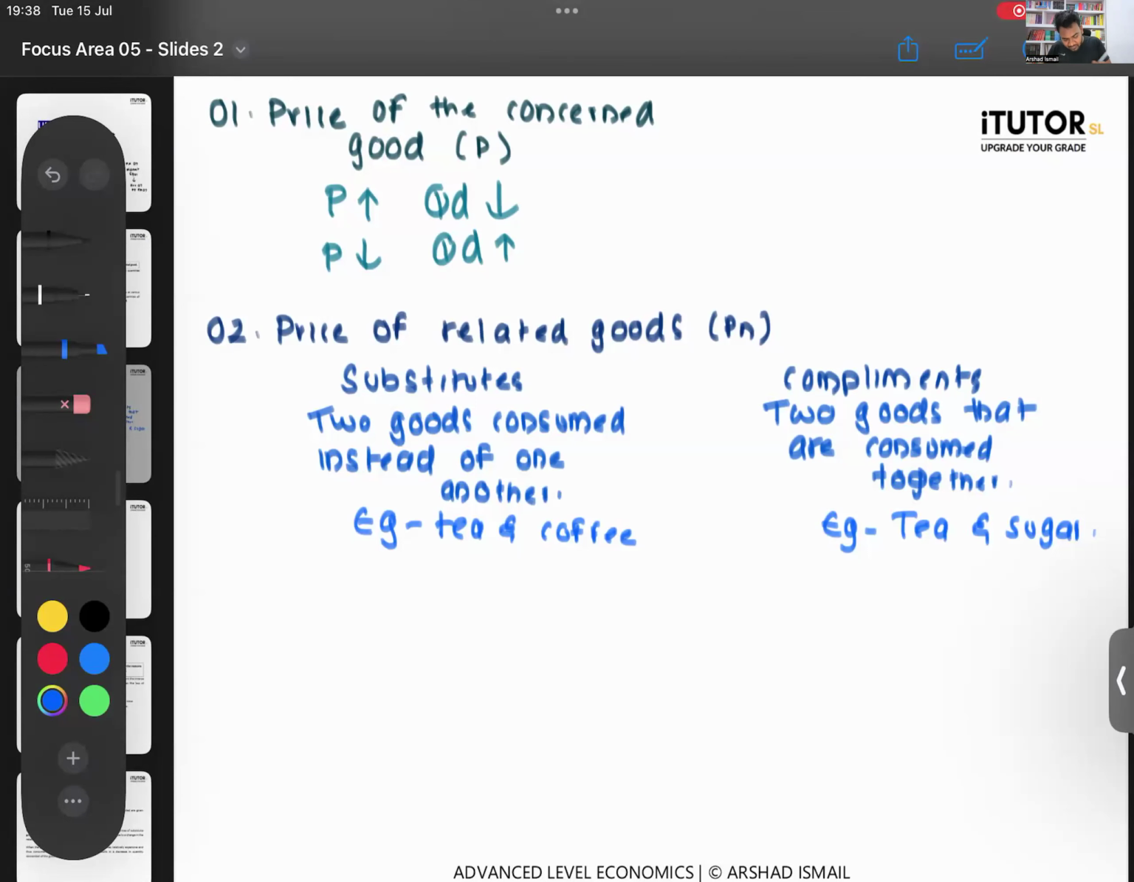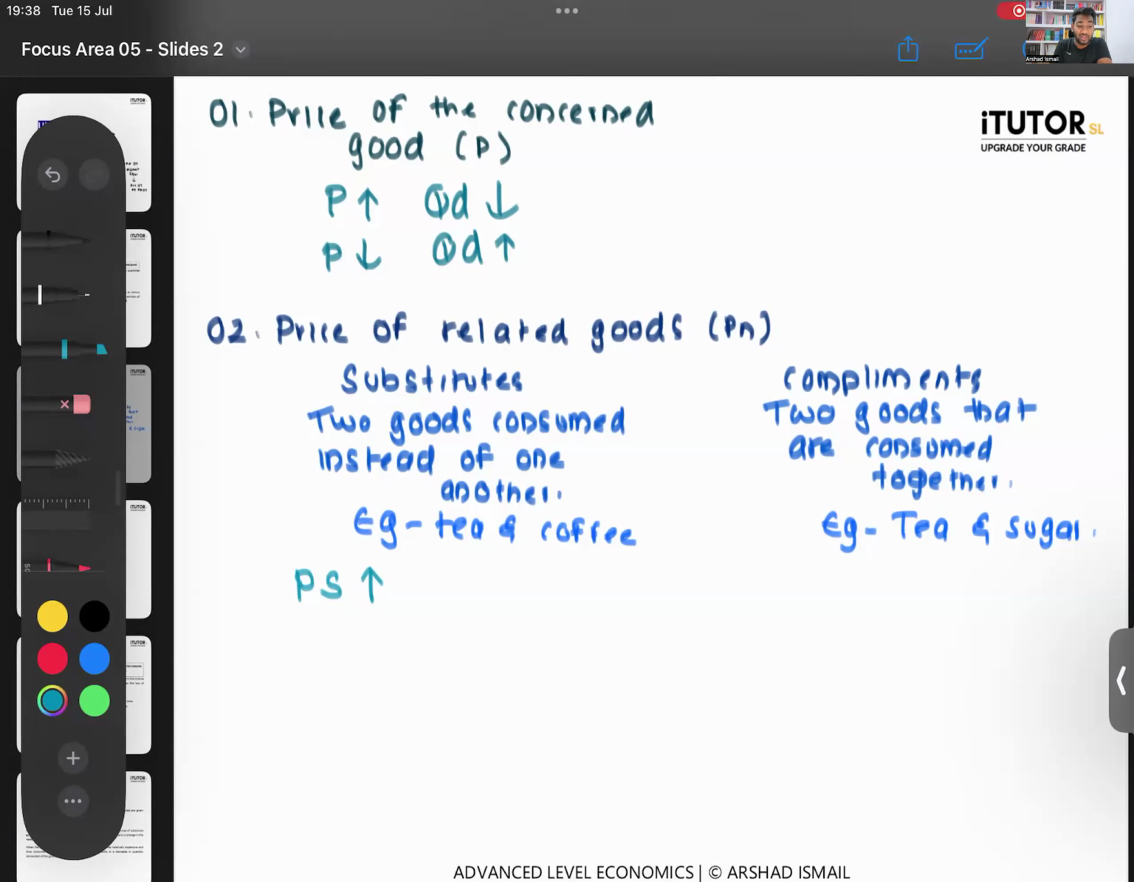Now, what happens when the price of a substitute increases? Let's say we take tuition classes. Now my tuition class and another sir's class, both of us right now are charging the same class fees. That sir is my substitute. Say he increased his class fees, so the price of the substitute increased. Let's say both of us charged 5,000. Now he's charging 7,000. What do you think will happen in the market now?